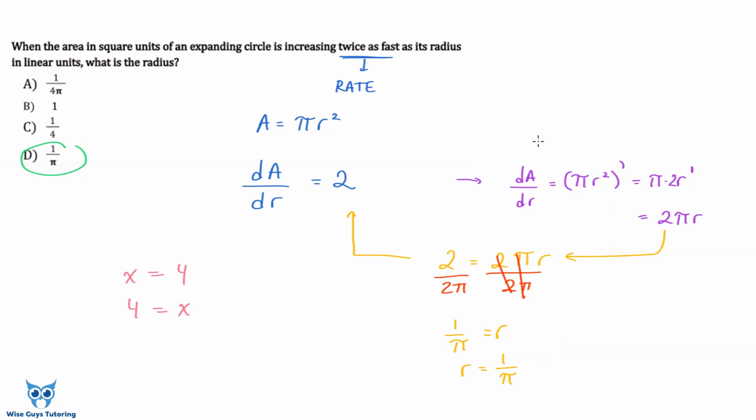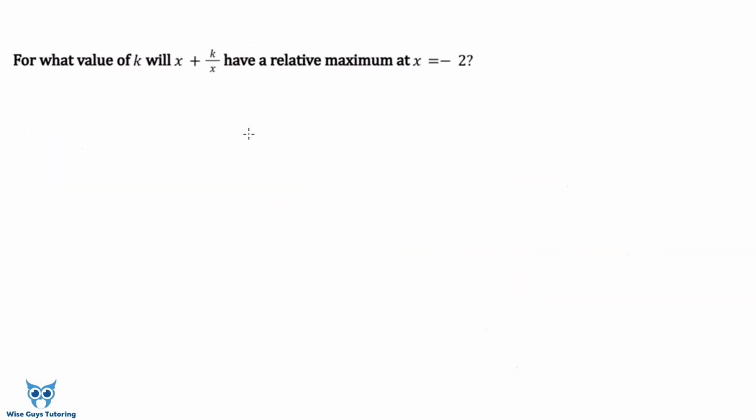Okay, let's move on to the next one. This question says, for what value of k will x plus k over x have a relative maximum at x equals minus 2? So this is where derivatives are very useful when they're talking about maximums, okay? I'll give you a quick recap of derivatives.